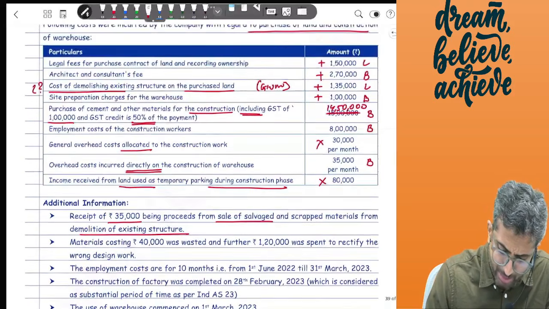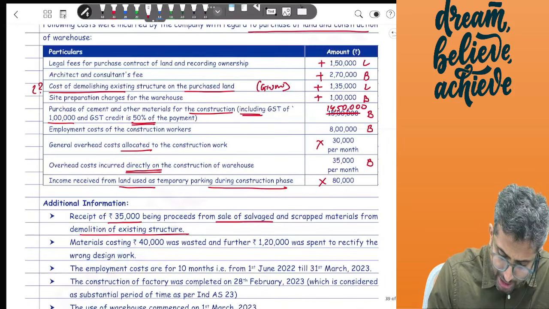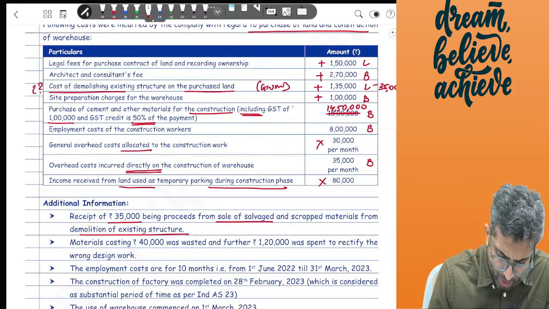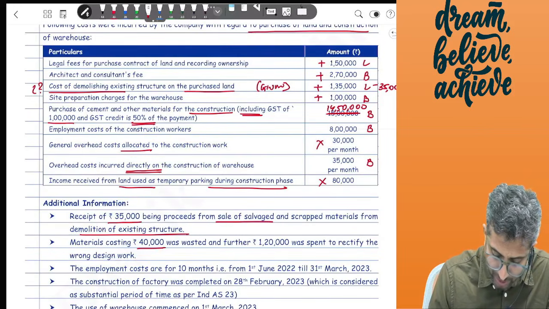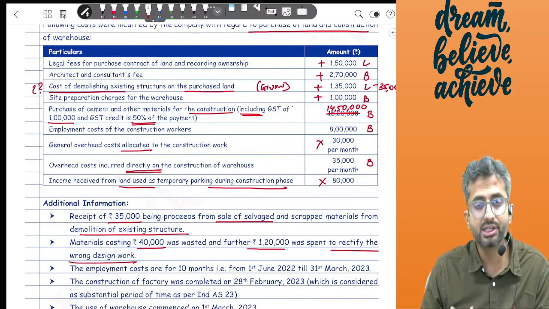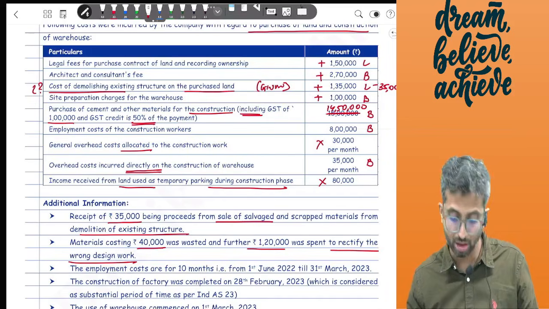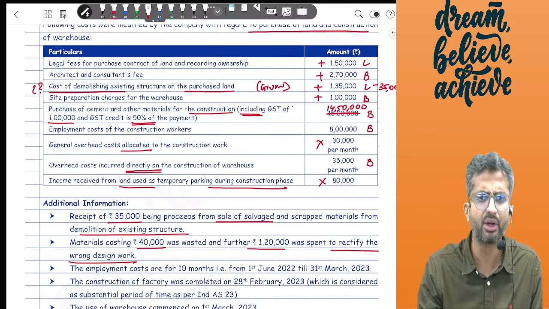Additional information, receipt of 35,000 being proceeds on sale of salvage and scrap materials from demolition of existing structure. So this will be deducted and hence minus 35,000. So net 1 lakh rupees will be taken. Materials costing 40,000 was wasteful and further 1 lakh 20 was spent to rectify the wrong design. So this is interpreted to be further 1 lakh 20 of materials.